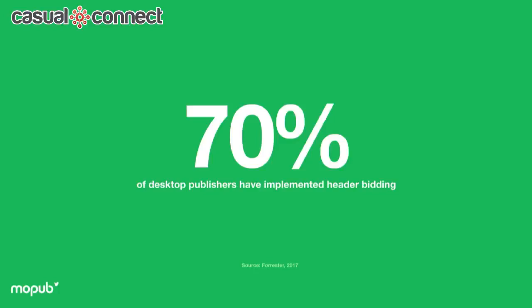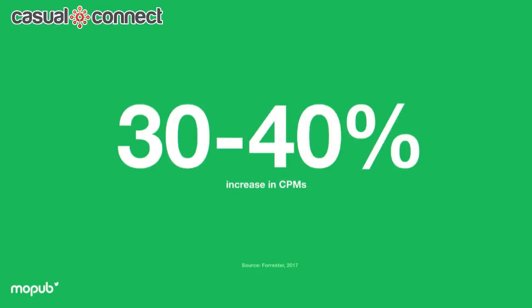Over 70% of desktop developers have tried header bidding inside of their websites, and they've seen really strong results. They've seen 30 to 40% increase in CPMs and really, really strong revenue. So it's no surprise that that trend is now making its way to in-app. And so the conversation around bidding and what it means for the in-app environment, which is inherently so much more different than the desktop environment, is continuing and really starting.